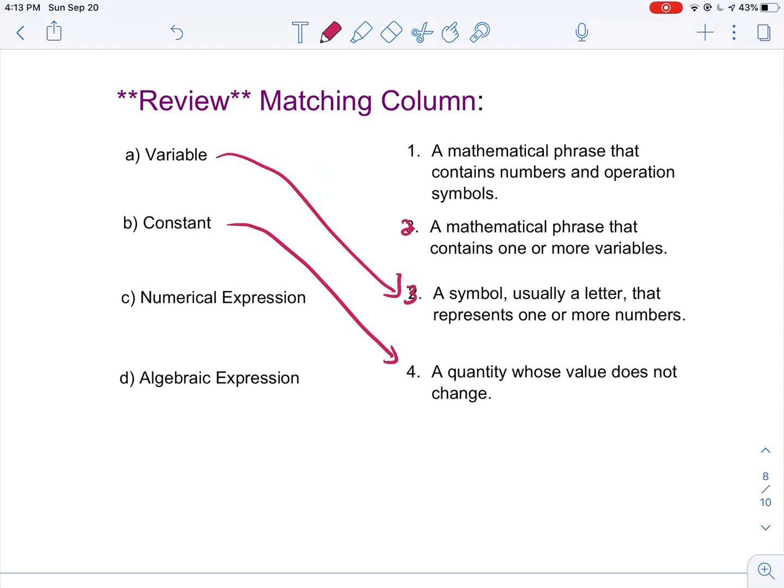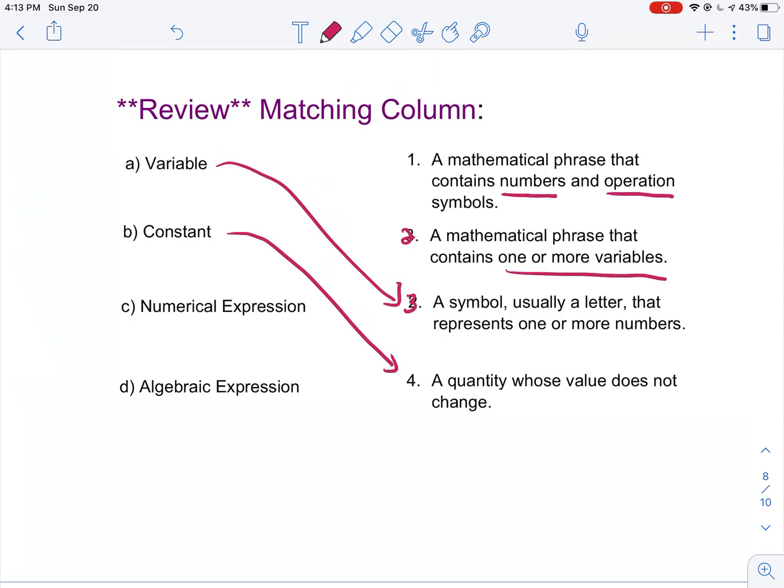Numerical expression. So a numerical expression versus algebraic expression. How do you know the difference? Well, an algebraic expression has variables. Numerical expression has numbers only. So looking at our last two choices, we either have a mathematical phrase that contains numbers and operations, or a mathematical phrase that contains one or more variables. Variables goes with algebraic expression, whereas numbers and operations go with numerical expressions. Now, of course, we can have numbers and operations in algebraic expressions as well, but you really need that variable to make it algebraic.